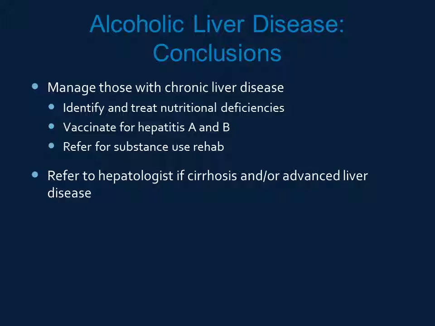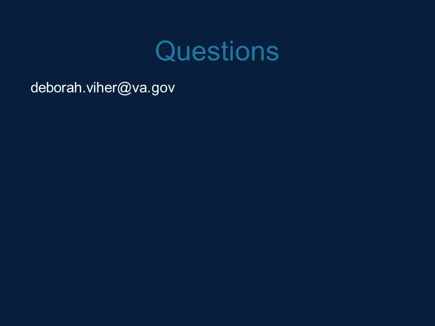Managing those with chronic liver disease includes treating nutritional deficiencies, vaccinating for hepatitis A and B, referral for substance abuse, and referral to a hepatologist if there is cirrhosis or advanced liver disease.